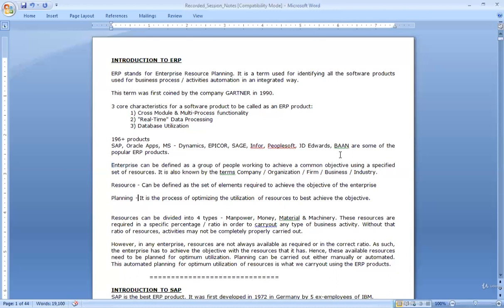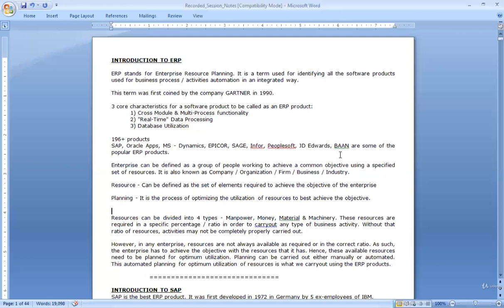It can also be called as a company, an organization, or firm, or business, or industry. Now, the reason why we have so many terms is basically to identify the nature of business, the number of people working, the set of activities, lots of different criteria. Resource can be defined as a set of elements which are required to achieve the objective. So all the manpower, money, material, and machinery, these are the four types of resources.